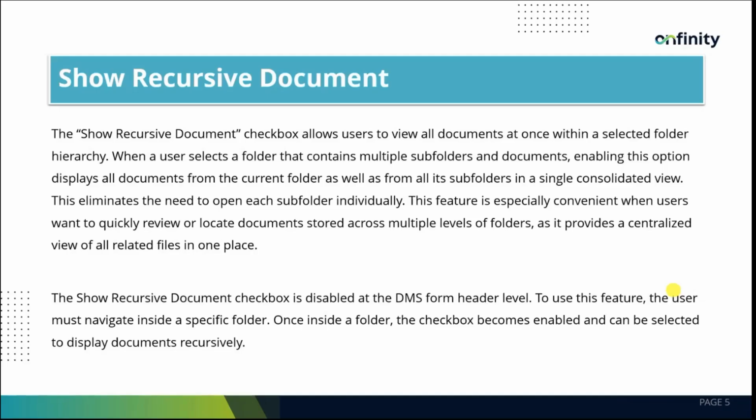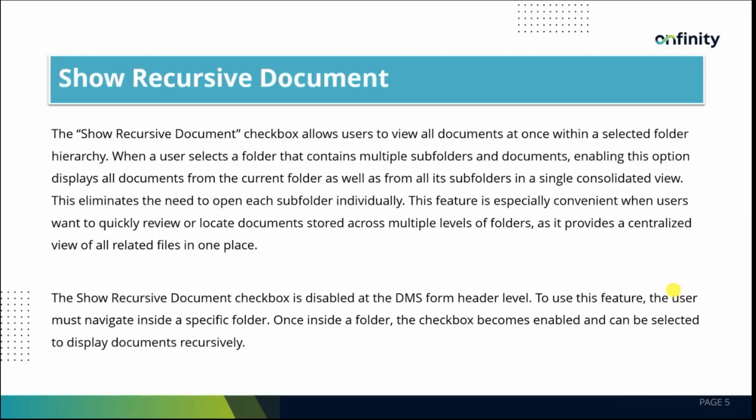The Show Recursive Document checkbox is disabled at the DMS form header level. To use this feature, the user must navigate inside a specific folder. Once inside a folder, the checkbox becomes enabled and can be selected to display documents recursively.